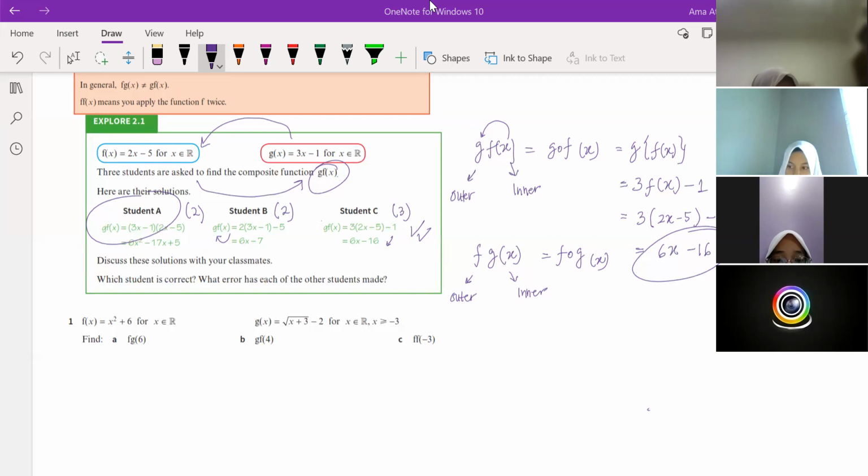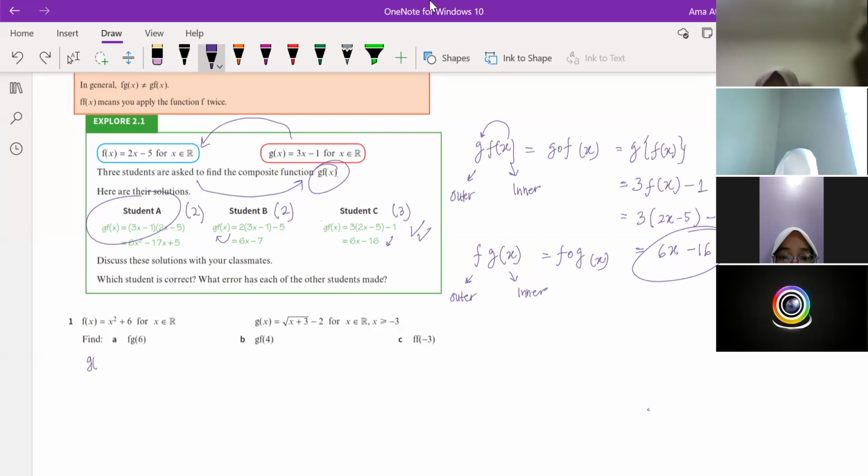I will solve question number 1, and please solve the rest of the questions for your practice. All right, so let's do this. First, we have f, a quadratic function, and g, a radical function. Now we are going to find f of g of 6. Remember, here f is the outer and g is the inner. So we need to do the inner first, and the inner here is g of x.